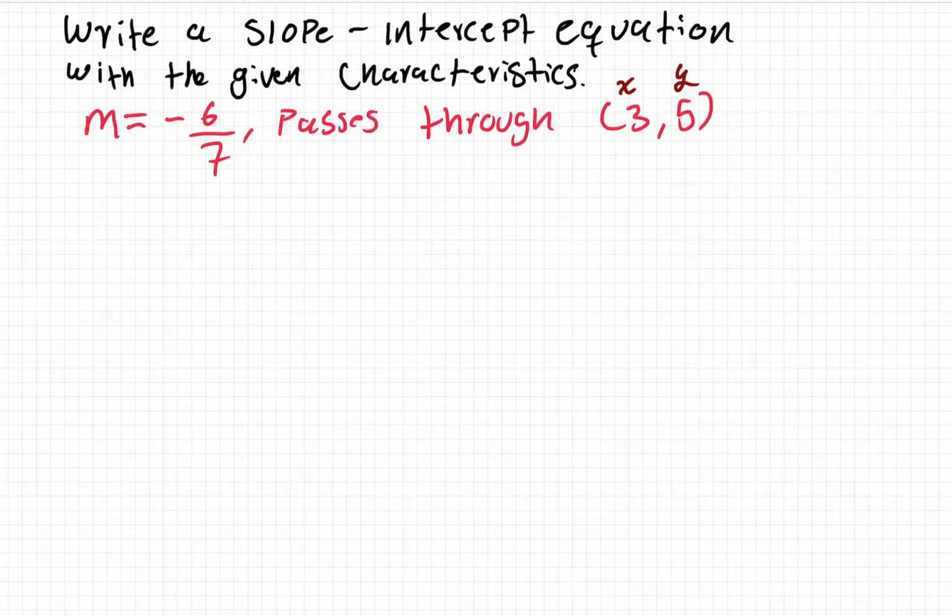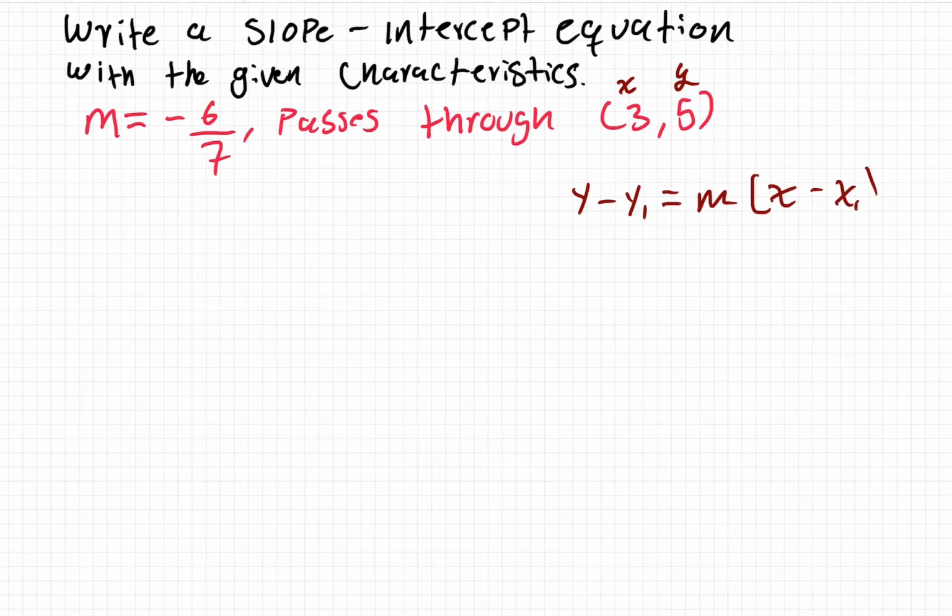With that in mind, if we remember the formula, y minus y1 equals m, where m is the slope, times x minus x1. So what we're gonna do is just plug in the given points to this formula here. So let's go ahead and do that.